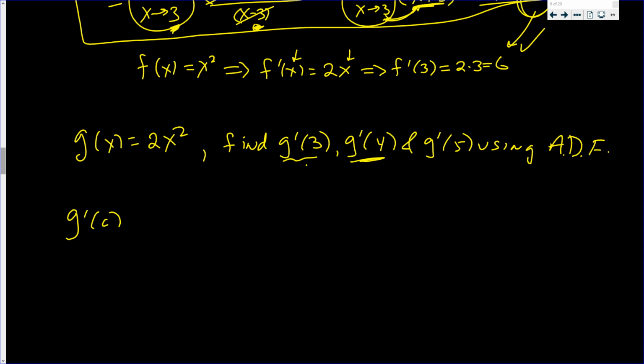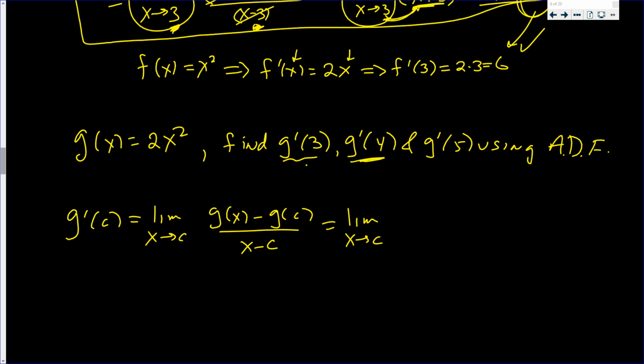G prime of c, by definition, is the limit as x goes to c of g of x minus g of c all over x minus c. This is equal to the limit as x goes to c. Well, g of anything, you square the anything and double it. So I square it and I double it. Minus g of c, I square it and I double it. All over x minus c.